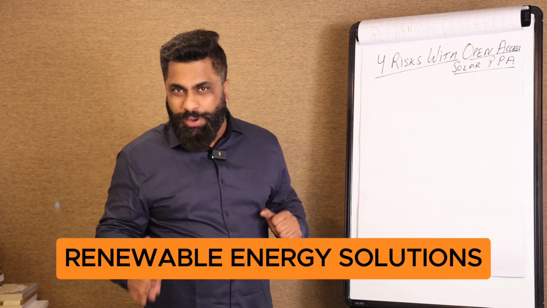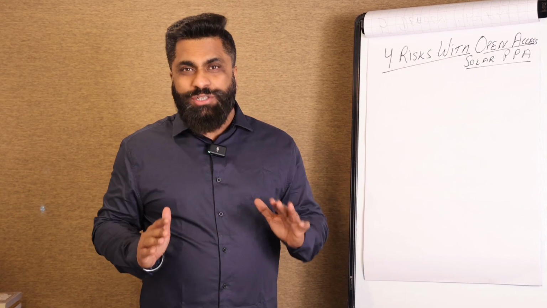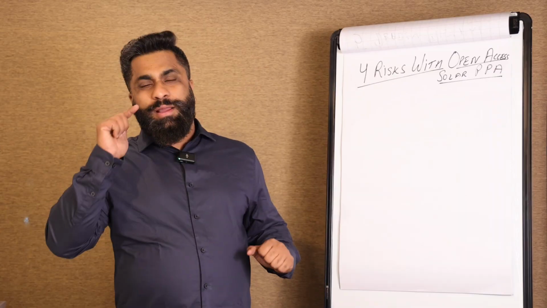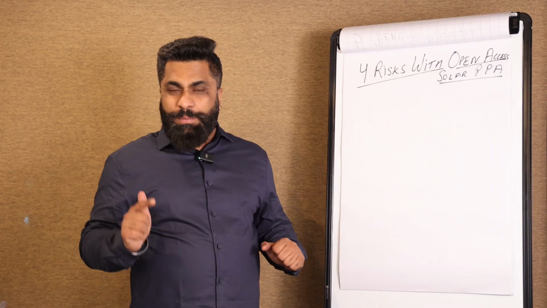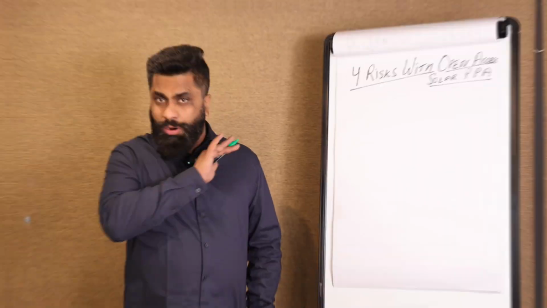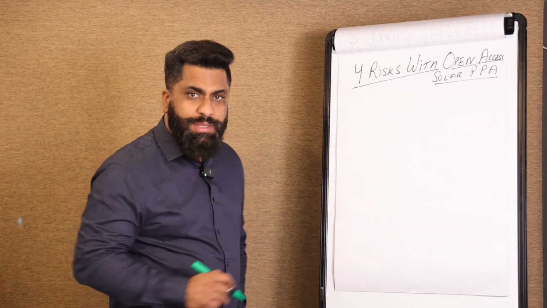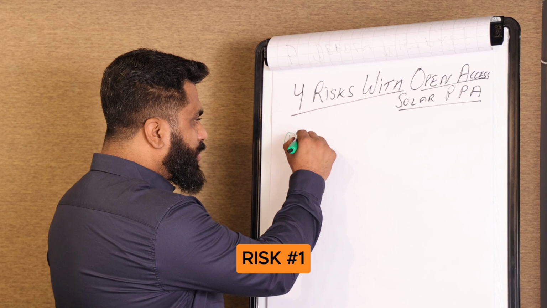So let's dive into it and understand what those top 4 risks are and what the mitigations are against those risks, so that you can capture that in the PPA while you are signing it. Out of these 4, the first risk is reduction in DISCOM tariff.